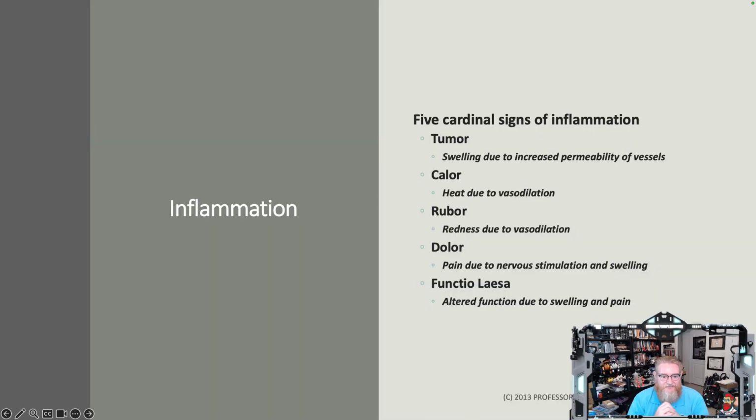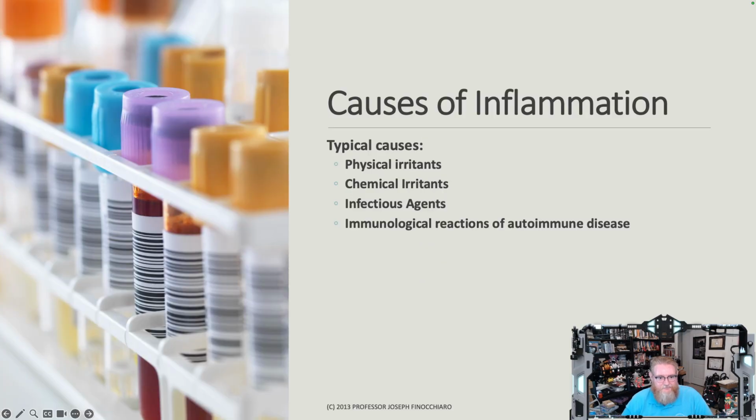Functio laesa is an altered function due to swelling and pain. As the arm swells because you have an elbow injury, you cannot use your arm nearly as effectively. The same thing if you jam your finger or something like that, you lose functionality. That is the functio laesa.